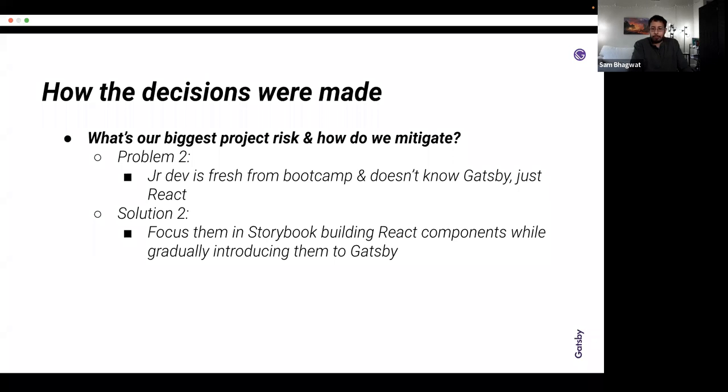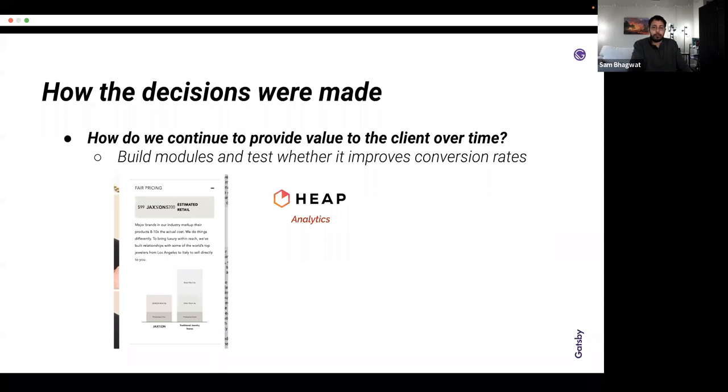And they actually came up with a pretty innovative approach with Storybook, where the dev could spend a lot of their time not needing to know Gatsby and just building React components in Storybook, which is a really interesting, innovative approach. We definitely recommend folks try this approach if they haven't before, especially with folks that are very familiar with React, but maybe not as familiar with Gatsby. And see, hey, how does this work for you and your organization? Just having them in Storybook building components.